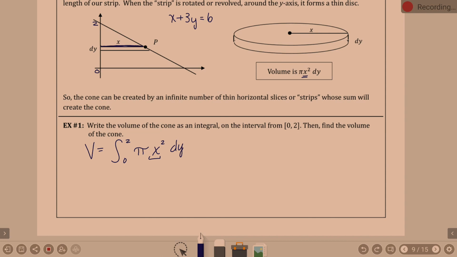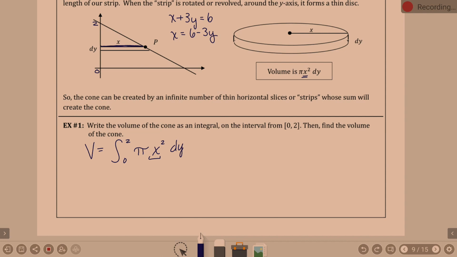We need to know what we can replace with x. So we need to take this equation and solve for, not y, because we're going to be working in terms of y, so we're solving for x. So x is 6 minus 3y, agreed? This is because we're starting with probably the opposite of what you prefer. We're rotating about the y-axis, so we're working in y's.